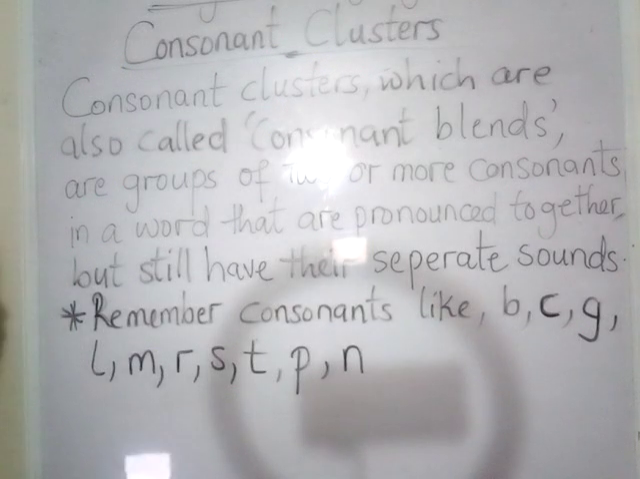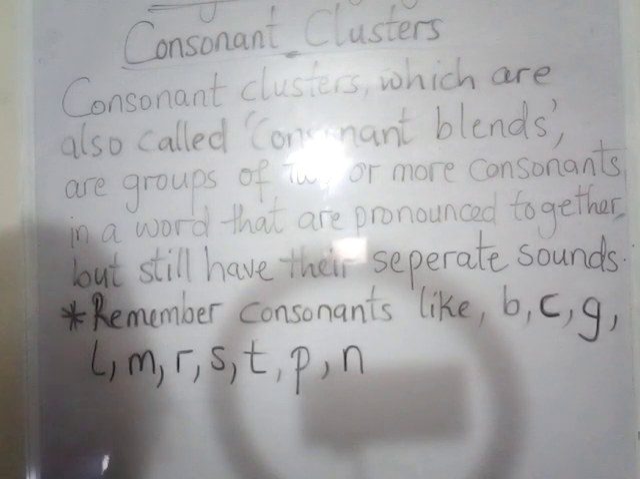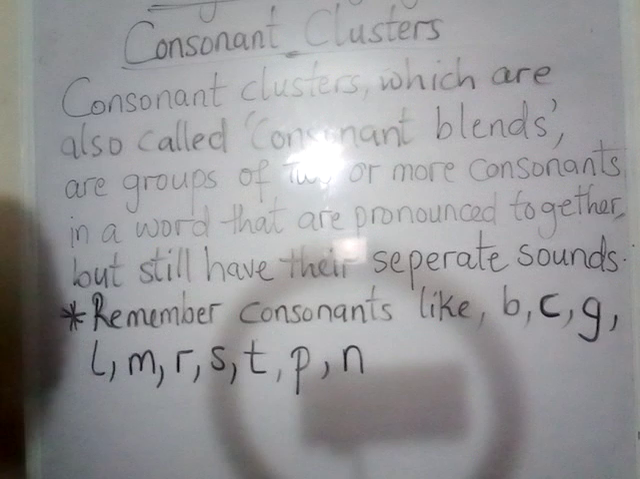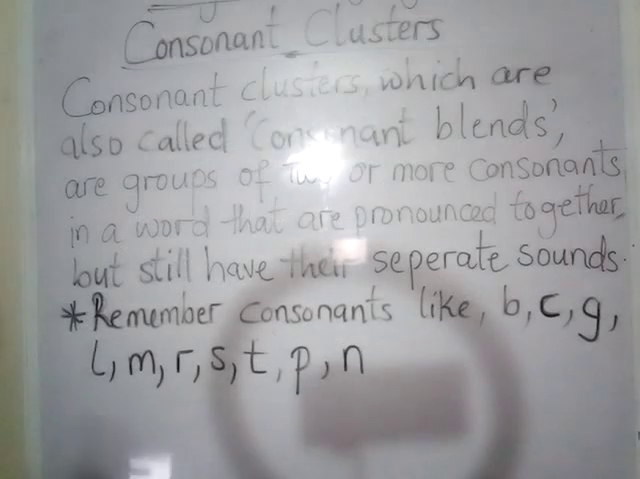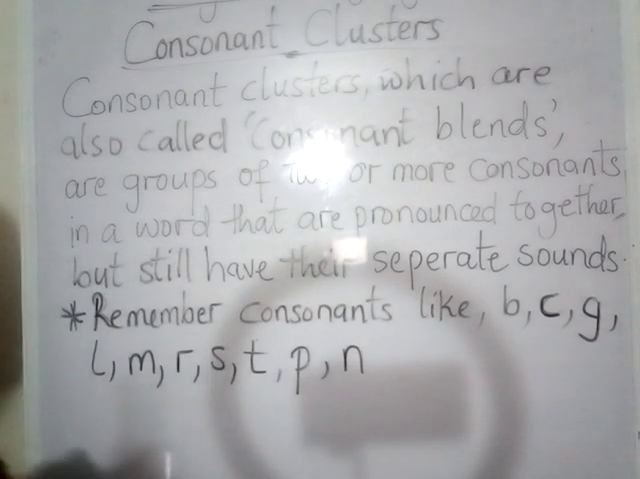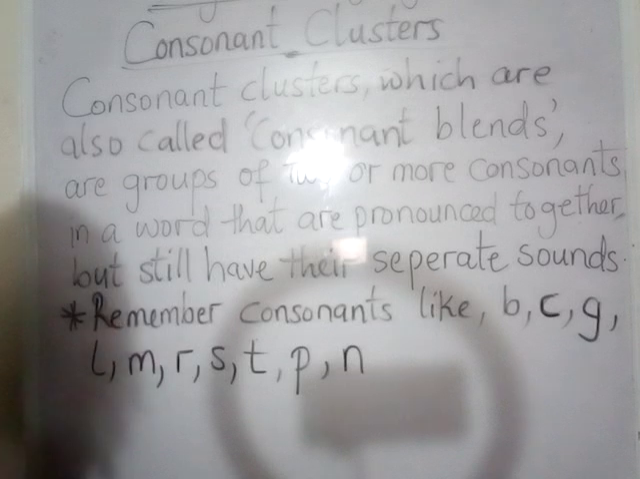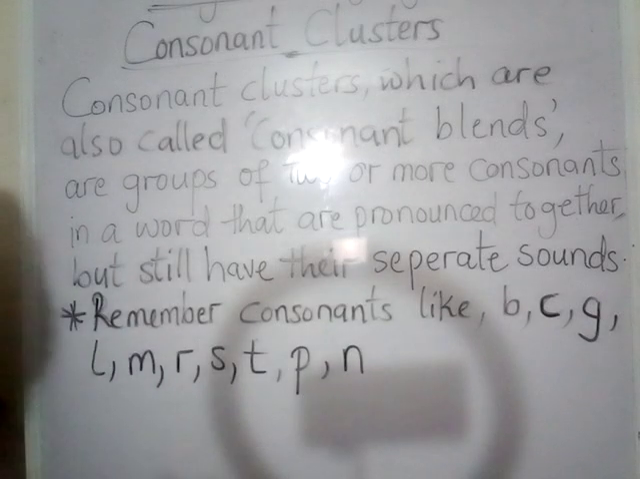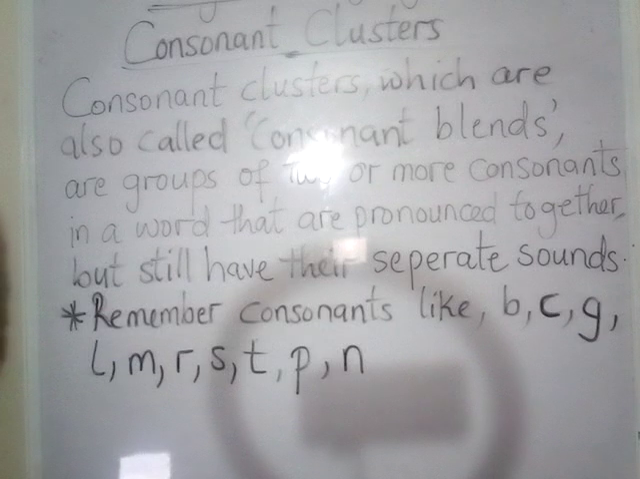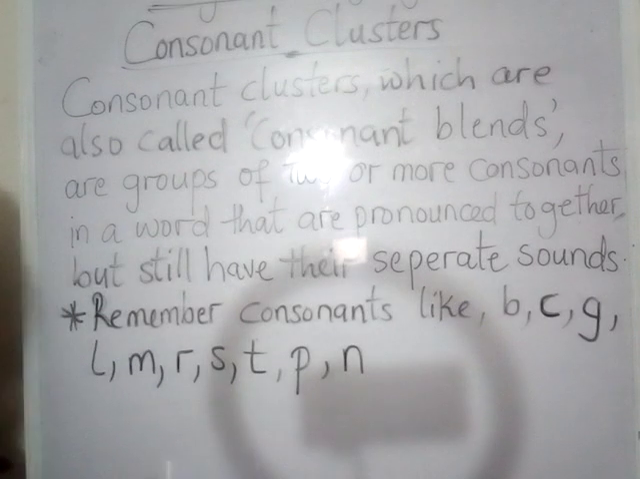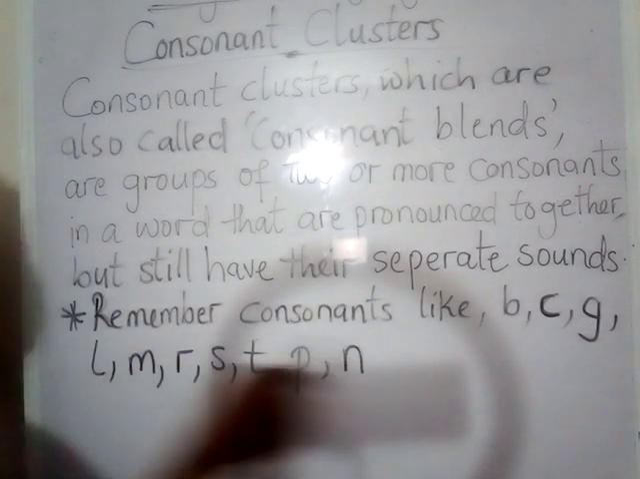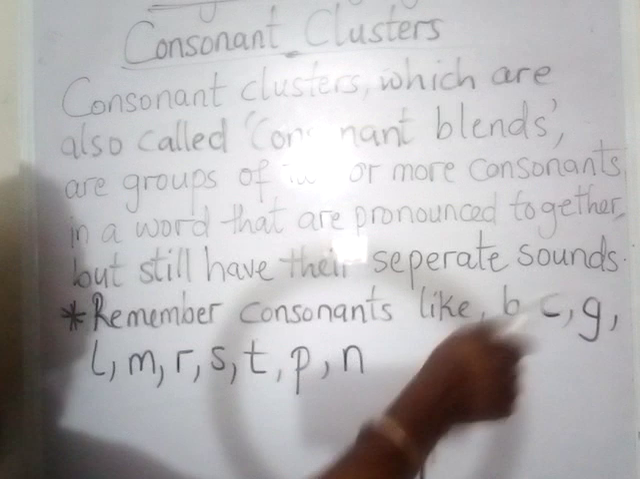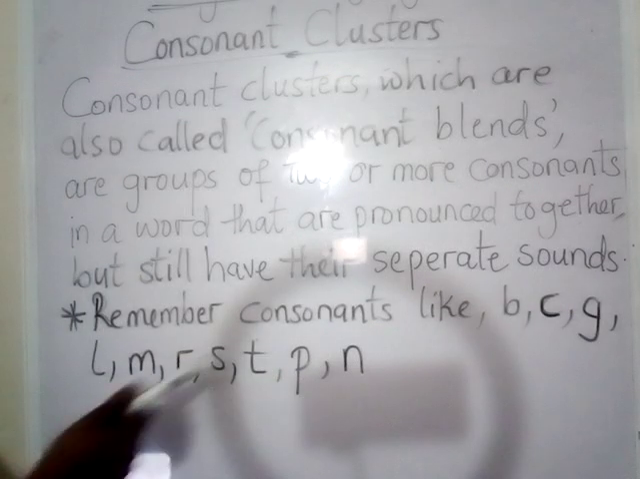With the exception of Y, that sometimes functions as a vowel and other times as a consonant. The vowels in the alphabet are letters A, E, I, O, and U, while every other letter of the alphabet is a consonant, except for Y. Just to remind ourselves of the letters that are consonants, we have here on the board: B, C, G, L, M, R, S, T, P, N.